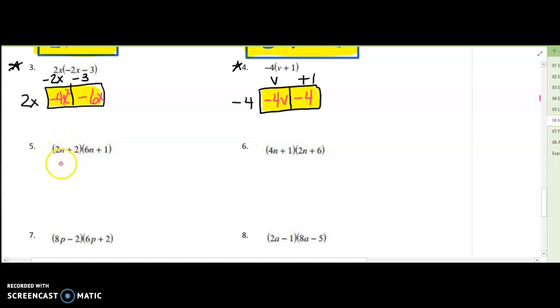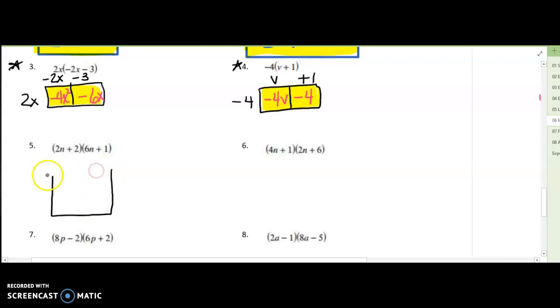And, oh man, this is a 2 by 2, right? This is like your Punnett square from biology. Okay. So I have 2 things by 2 things, right? All right, so I have 2n plus 2 on the top and 6n plus 1 going along the side.